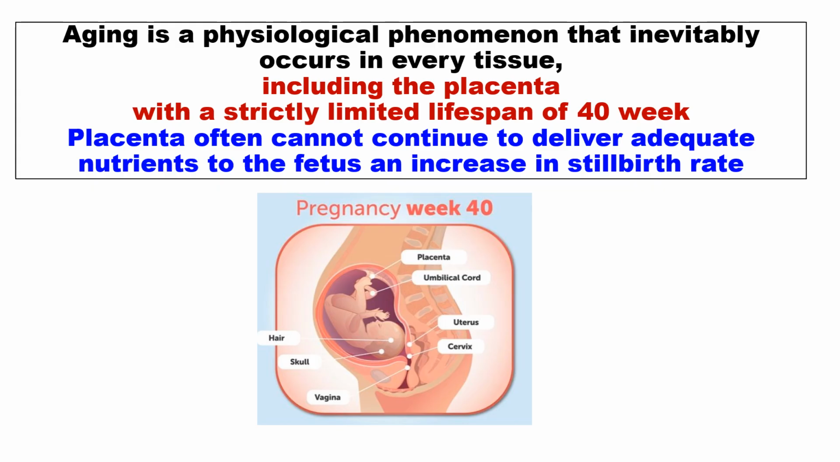Aging is a physiological phenomenon that eventually occurs in every tissue, including the placenta, with a strictly limited lifespan of 40 weeks of intrauterine life. The placenta often cannot continue to deliver adequate nutrients to the fetus beyond 40 weeks, which increases the stillbirth rate.